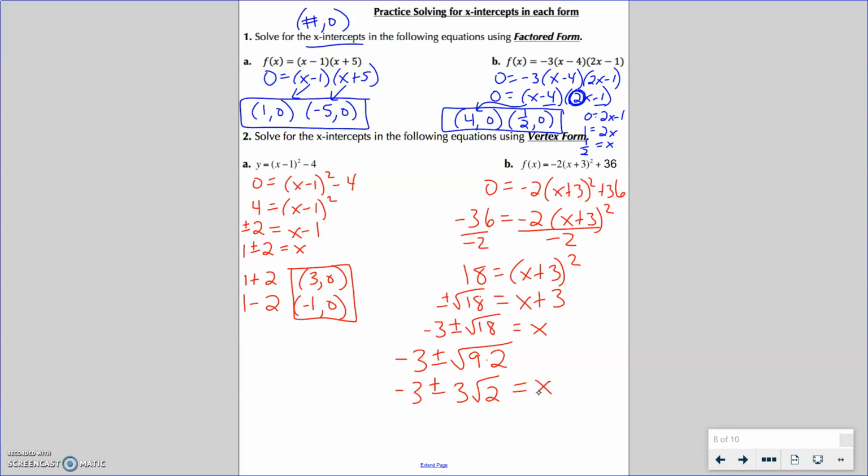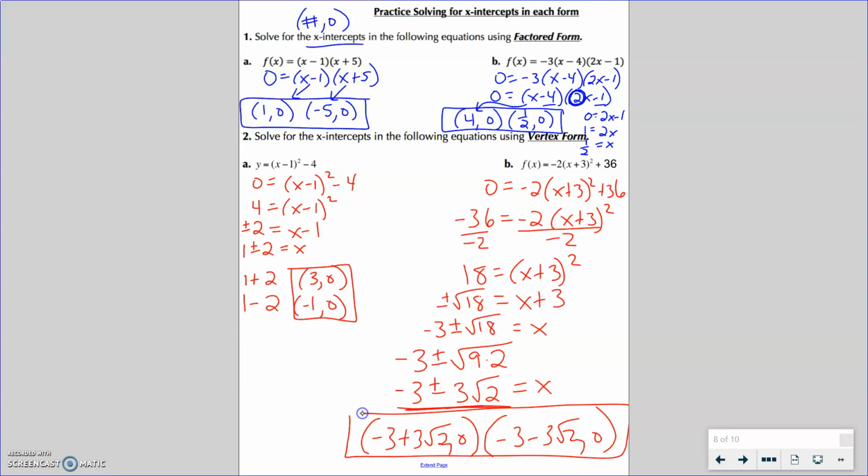So you can either leave it just like that, or you can literally write: one x-intercept is the positive version, one x-intercept is the negative version. So you can see it either way. Either leave it like this, or you can literally write them out, okay?